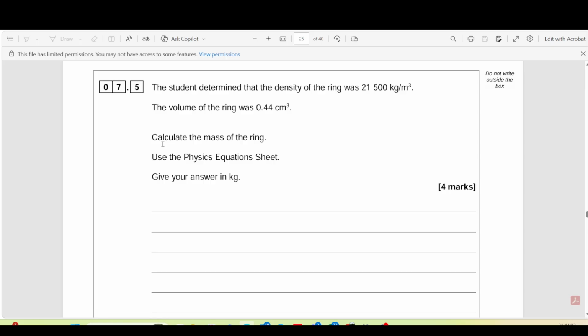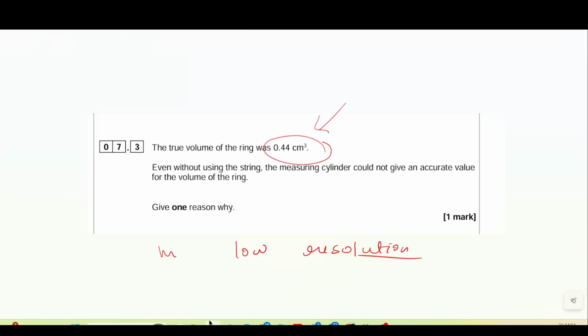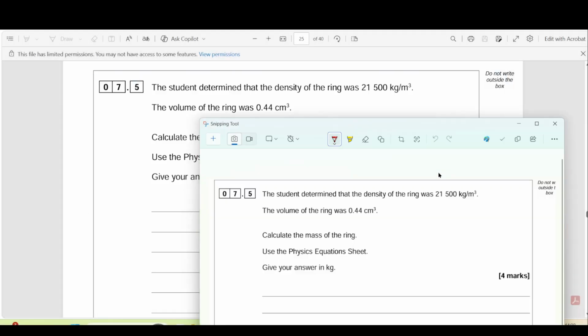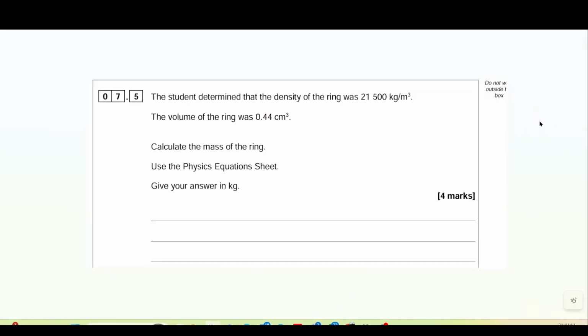The student determined that the density of the ring was 21,500 kilograms per meter cubed. The volume of the ring was 0.44. Calculate the mass of the ring. Use the physics equation sheet. So what is given? Density and volume. What we need to find is mass.